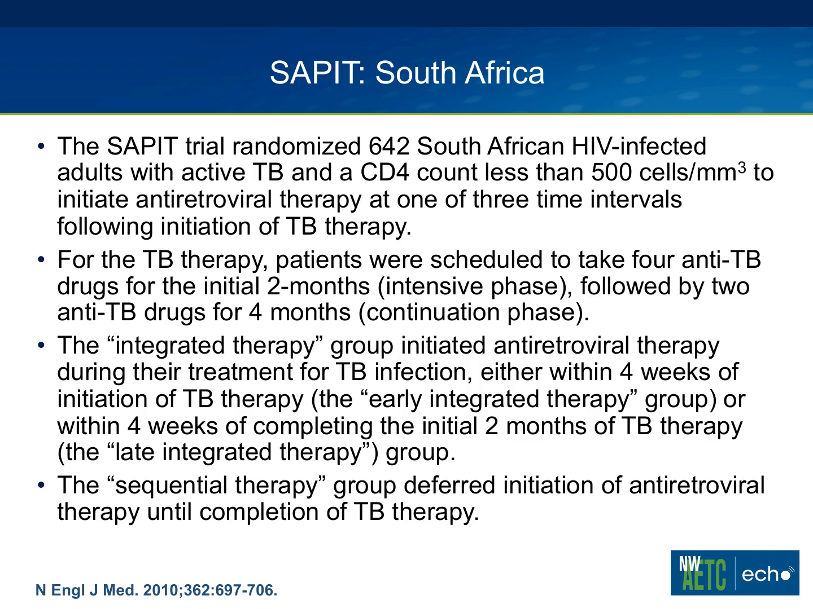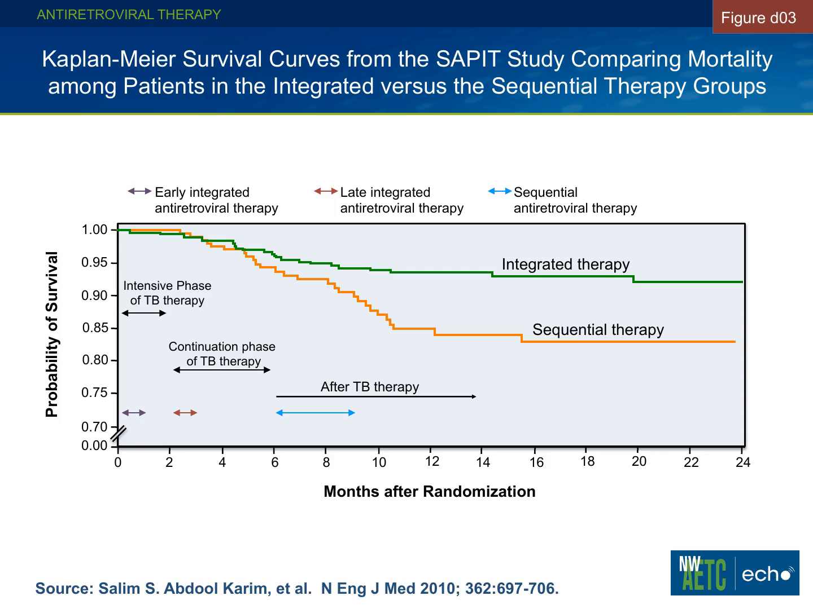By contrast, the sequential therapy group deferred initiation of antiretroviral therapy completely until after tuberculosis therapy had been completed. It may help to show this visually on this chart. The arrows at the bottom will show you the 3 different points at which therapy was initiated.